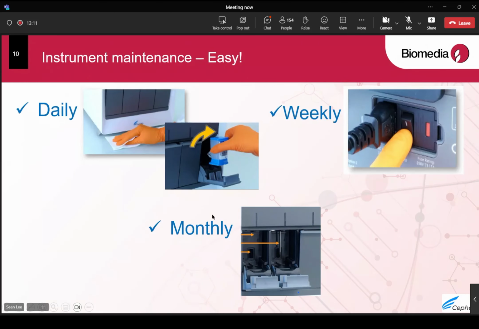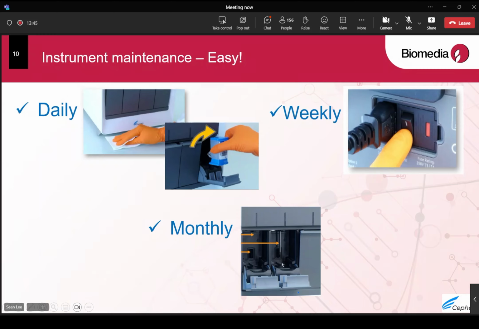Okay, even the maintenance is quite easy. The user just needs to clean the machine. Just daily do some cleaning on the workstation to prevent any infections to the lab staff. Okay, at the end of the day, just throw out the used cartridge. That's it. Weekly wise, you just need to turn off the computer and GeneXpert system once a week. Monthly, you have to do some thorough cleaning. Okay, in the cartridge bay, the plunger rods. This is to maintain the instrument so that it can last longer.